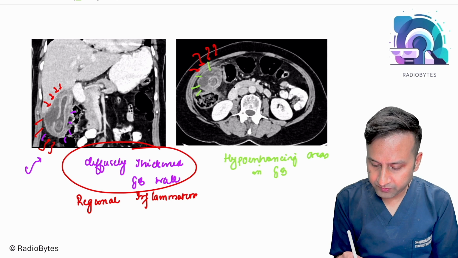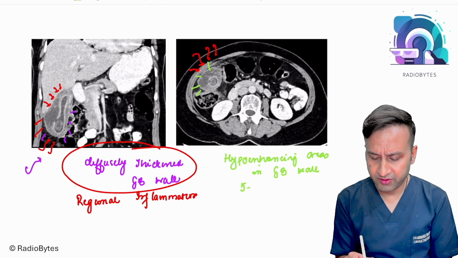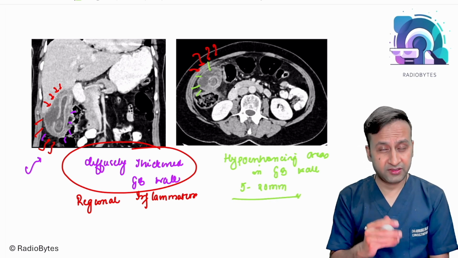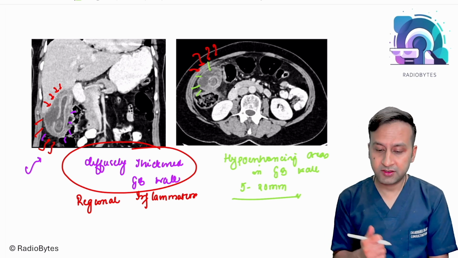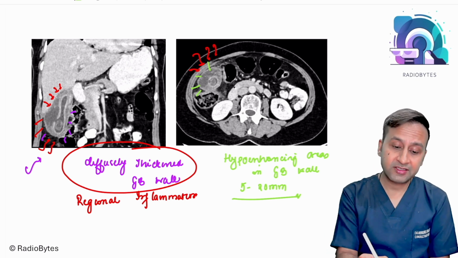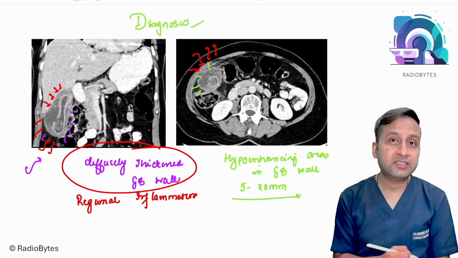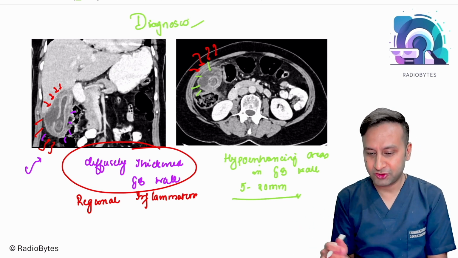And these areas are usually small. They will vary somewhere between 5 to 20 millimeter in size. There is some pericholecystic inflammation, but the fat planes appear to be maintained. So now if I ask you, what is the diagnosis? Is it an inflammatory pathology? Is it a neoplastic pathology? And is it some special pathology or not?